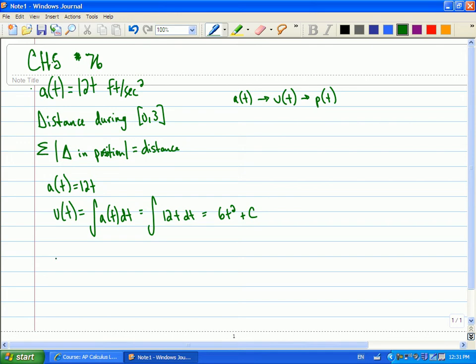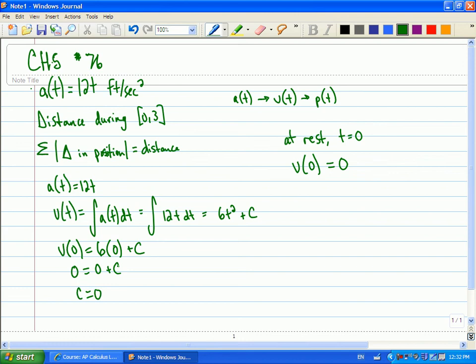So the way we find the constant is it tells us that it is at rest when time is 0. That basically means that the velocity at 0 equals 0. So we can substitute in and the constant is a 0. Okay, so now I know what my velocity function is. It's going to be 6t squared.